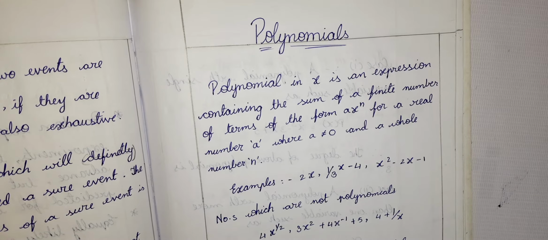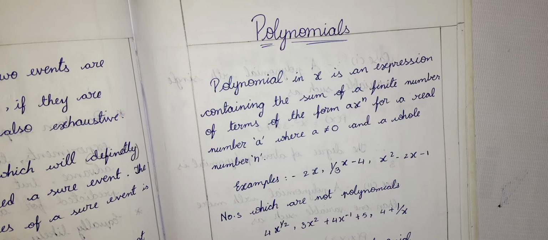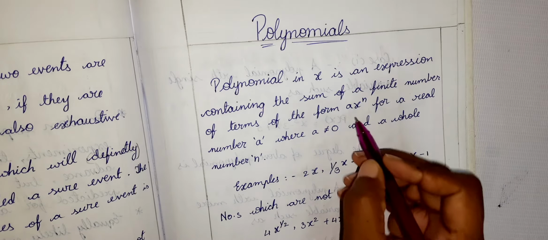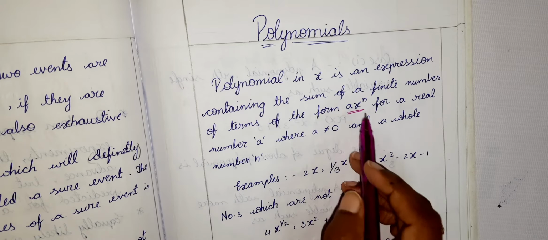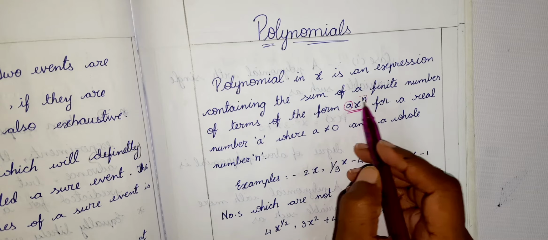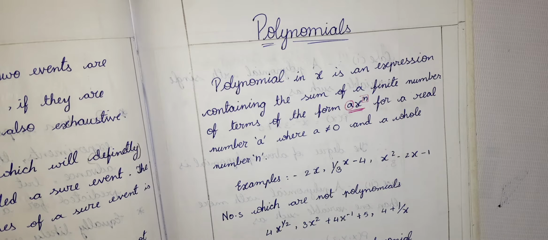As usual, let us see the theory behind the topic. So polynomial is an expression in x. Suppose if you say polynomial in x is an expression containing sum of finite terms of the form ax^n, right? Each term will be of the form ax^n and the number of terms should be finite. And here a can be a real number but n is just a whole number. A is a real number and n is a whole number.